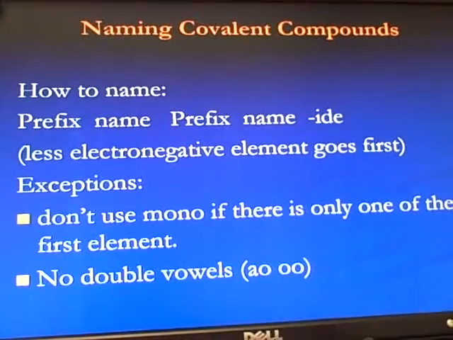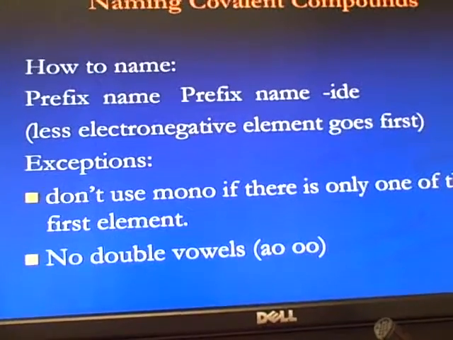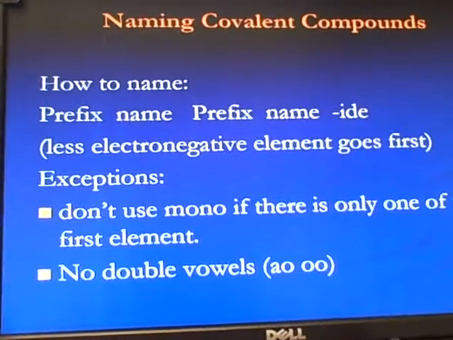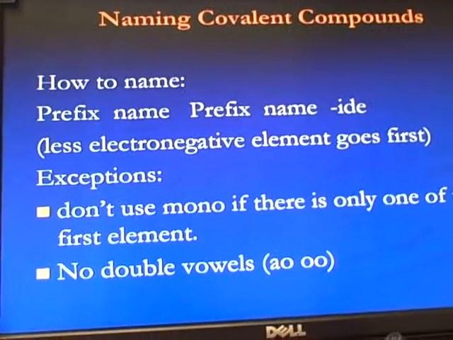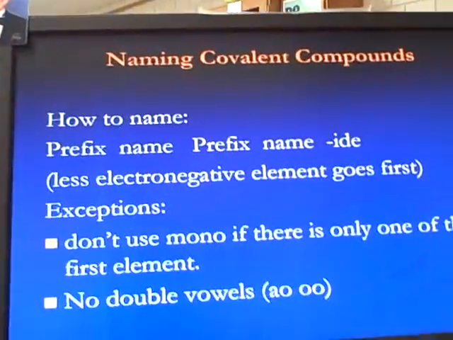Now, I did not put anything about di and tri, you always keep those I's because otherwise you're losing half of the prefix name. So for example, carbon dioxide, that's one that you're familiar with. We keep the I with that. So I think we're ready for some examples.